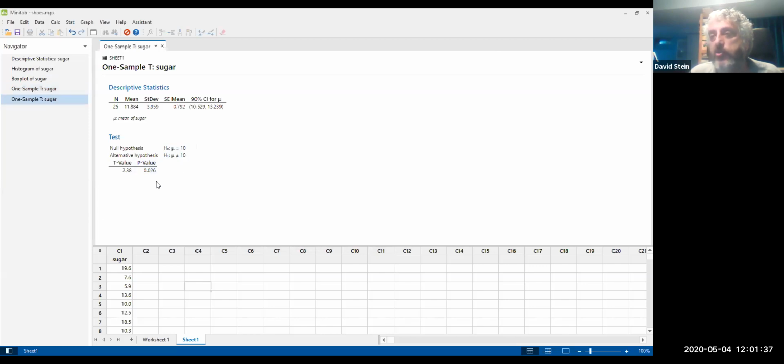So here is the actual p-value. And like we said, it was somewhere between 2 and 4%. In this case, it's 0.026. Let me show that to you on a calculator. Let me pull up my calculator here.